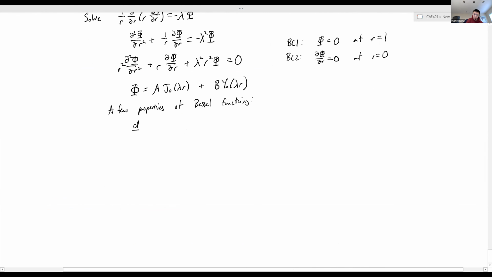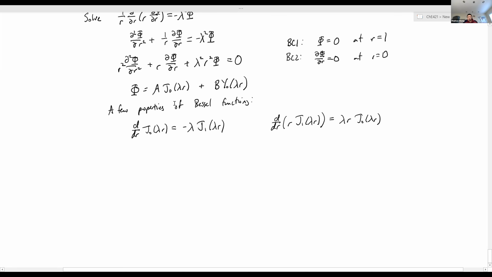The derivative of a Bessel function J0 is equal to negative lambda J1. And then the derivative of J1, with a special r in the middle here, looks like J0.